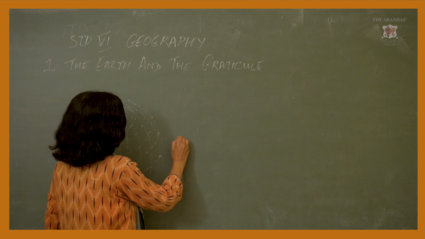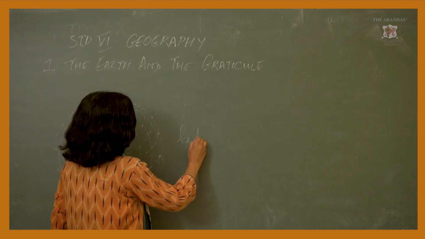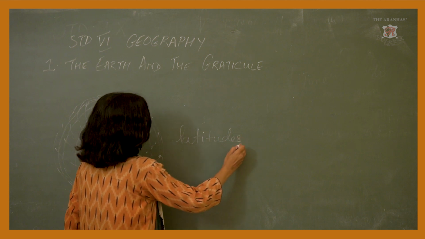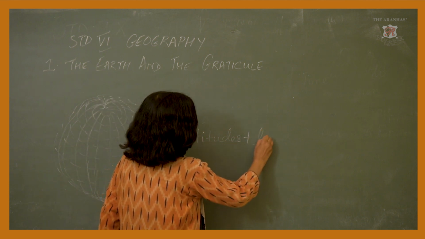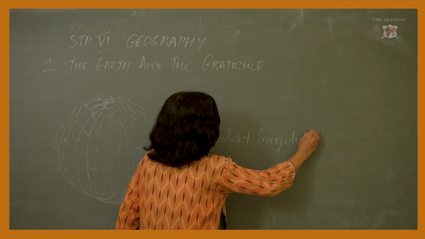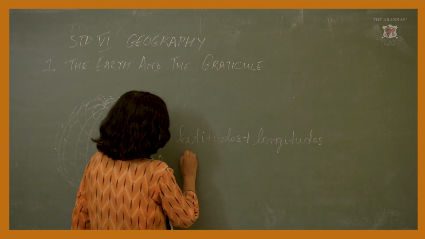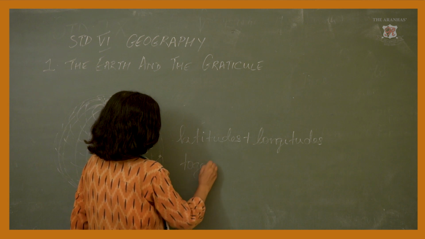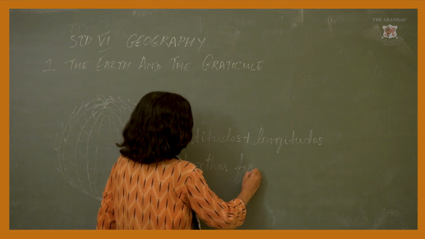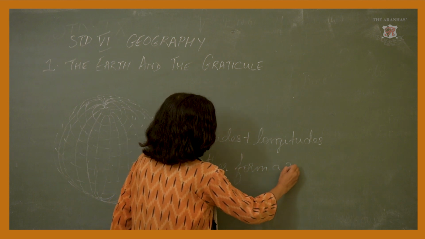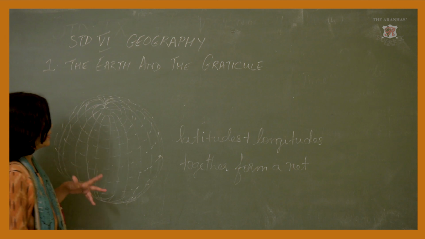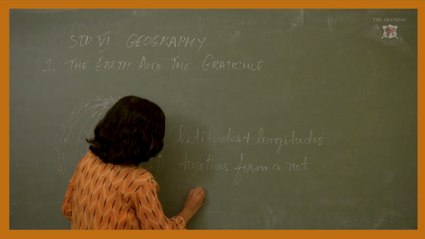So, the latitudes plus the longitudes together form a net. It is a network, you can see that. That net is called a graticule.